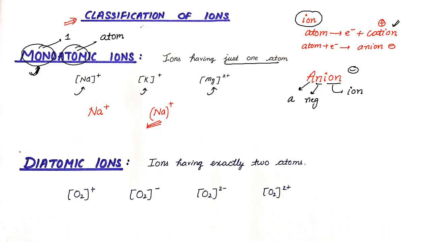Moving on further to diatomic ions, as the name suggests, the ions having exactly two atoms are known as diatomic ions. For example, look at this. Inside the bracket you can see two oxygen atoms carrying a positive charge, so it is diatomic. Inside the bracket you can see two oxygen atoms carrying a negative charge. Two oxygen atoms carrying a 2 negative, two oxygen atoms carrying a 2 positive. So irrespective of whatever is the charge present outside the bracket, the number of atoms inside the bracket has to be 2 to call it a diatomic ion. I hope this is also clear.